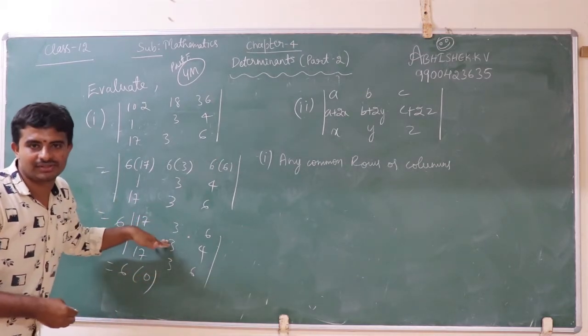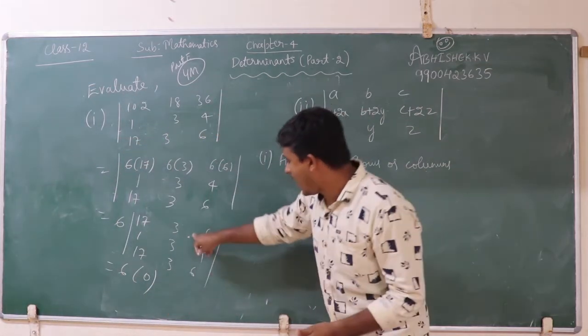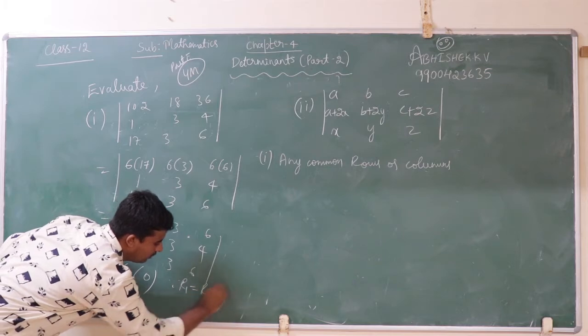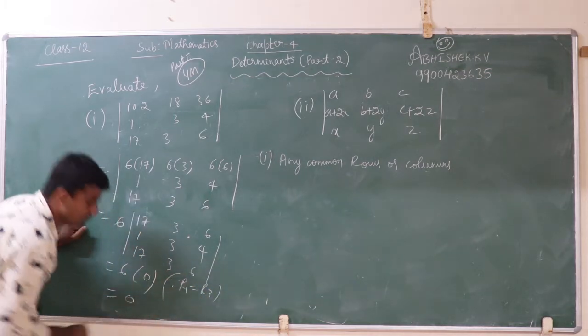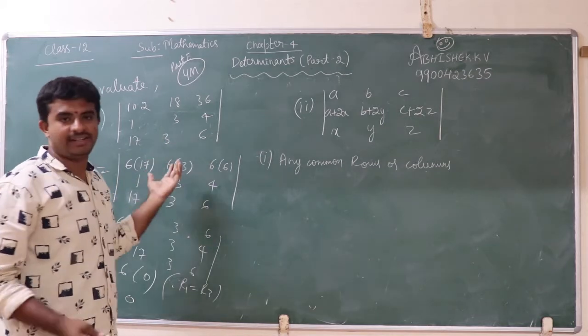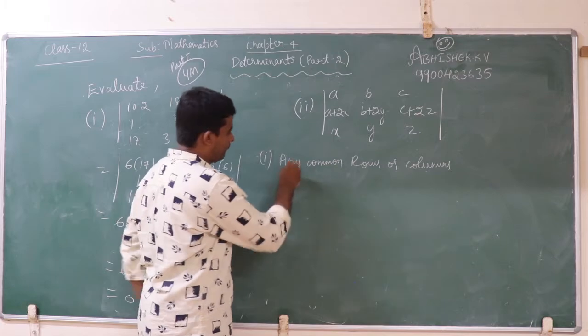See, this is the use of the properties. Why is it 0? Because R1 is equal to R3. 6 into 0 is 0. See, this is how we are going to solve the given determinant using the properties. Okay, let us move on to the next one.